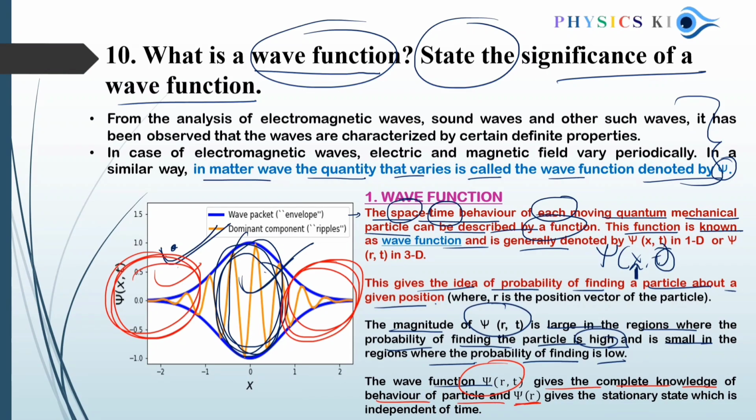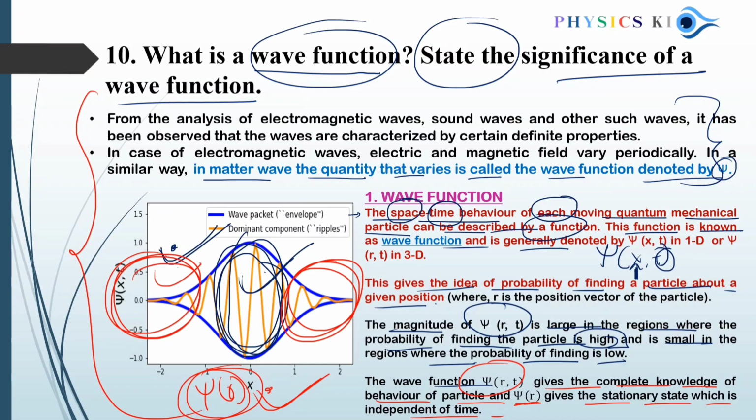Psi of r is the stationary state, which is independent of time. That means it is independent of time also. Got the idea? So this is all about the wave function. Just draw the figure and explain how the wave function works, or what psi of r and t is, where r represents space and t represents time. Draw this figure and explain all these things. When the magnitude is large, the probability of finding the particle is high. If it is small, then the probability is low.